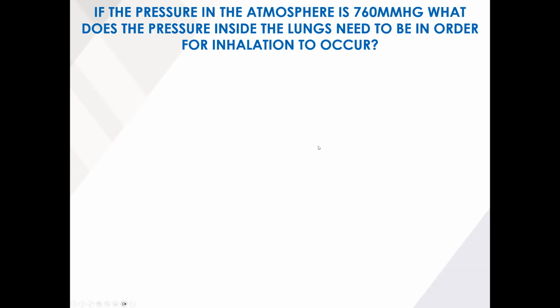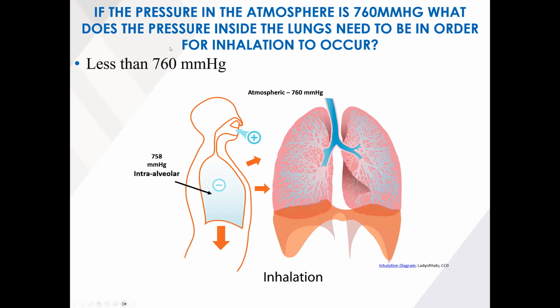All right. If the pressure in the atmosphere is 760 millimeters of mercury, what does the pressure inside the lungs need to be in order for inhalation to occur? So if I want air to go into my lungs, what do I want the pressure to be inside my lungs? Yeah, anything below 760 will work. So 759 will work, 758 will work, anything lower than 760 because the air goes from high to low, right? Just like everything else. So anything below 760 is good.